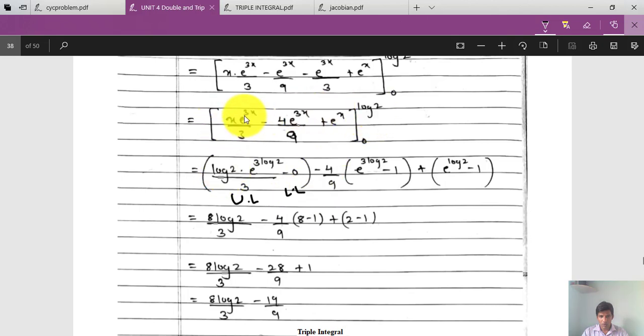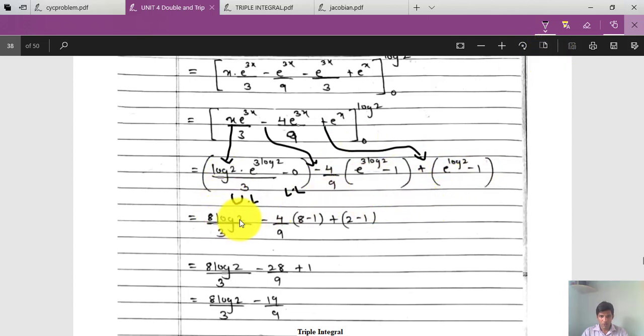So log 2, in place of x I am writing log 2, then e raised to 3x, so it is 3 log 2, and divided by 3, minus sign, 4 by 9, the constant I take outside, e power 3x is e power 3 log 2 minus 1, because for the lower limit, anything power 0 is 1. Then again, plus sign, e raised to log 2 minus 1. So this is upper limit, lower limit, upper limit, lower limit.